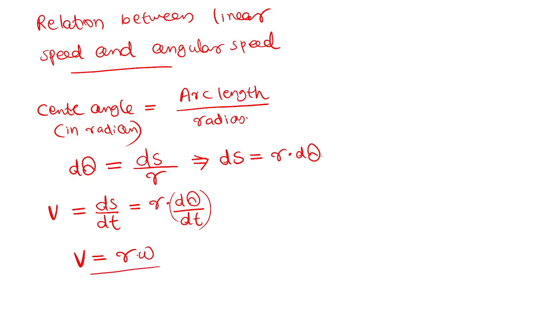Not only in this chapter, there is another chapter, system of particles and rotational motion, where we will learn more about rotation. In that chapter we frequently use this formula, v equals r omega, extremely important. Please understand the derivation. It's a very simple derivation, so don't forget it. v equals r omega. All of you please write down.